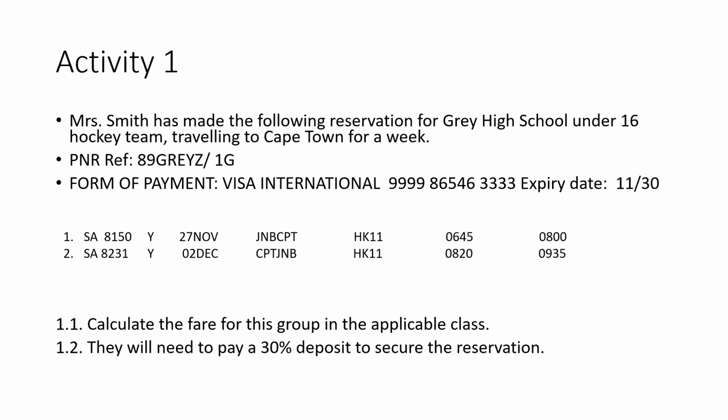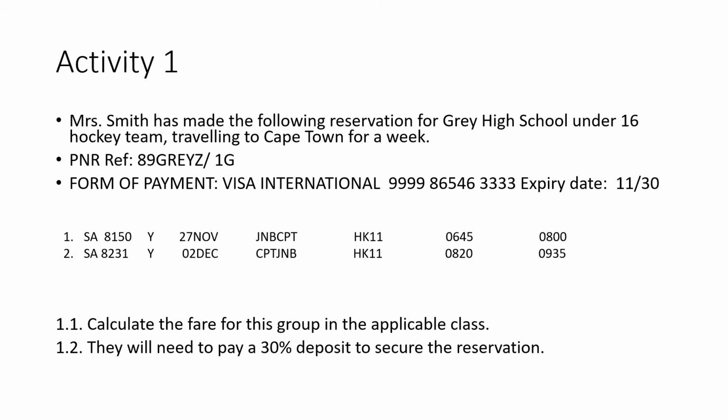Now let's put what we've discussed in practice and do activity 1. You will see that in activity 1, we have Mr. Smith who would like to make a reservation for 11 individuals. You can all see that we have 11 individuals, which is indicated next to the flight status code. First step, you calculate the fare for the group. And then second step, question 1.2, you calculate the 30% deposit which is required to secure the reservation. Remember, number 1.1, you also include all the different taxes from VAT, PSC, safety charge, war tax.